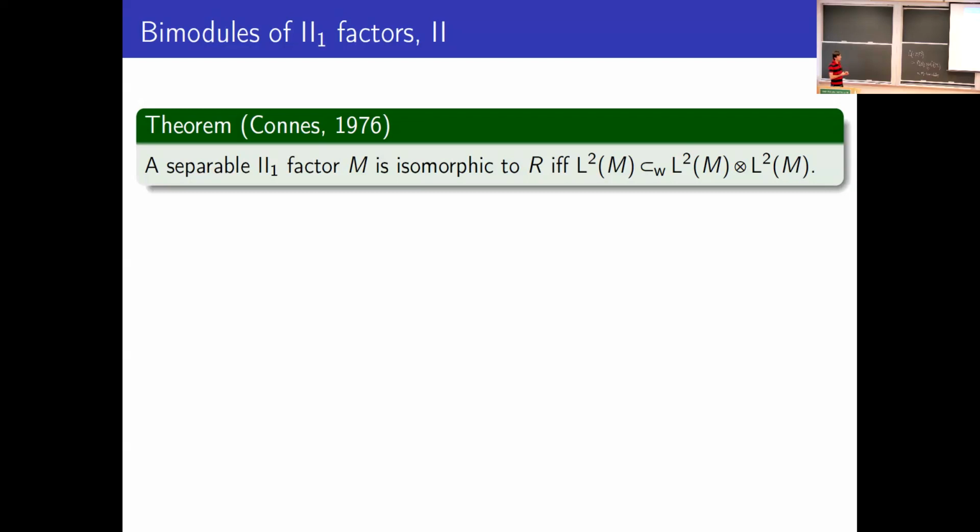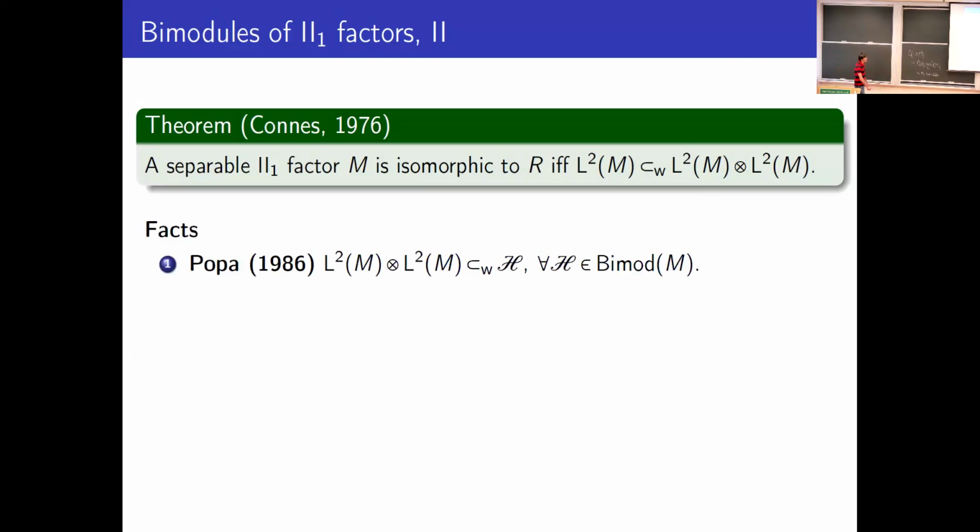So Connes's theorem says the following: a separable II1 factor M is isomorphic to the hyperfinite II1 factor R if and only if the trivial bimodule L2 of M is weakly contained in the coarse bimodule L2 of M tensor L2 of M. Okay, so this is a complete analog of, well, I guess the definition of amenability, which says a group is amenable if and only if the trivial representation is weakly contained in the left regular representation.